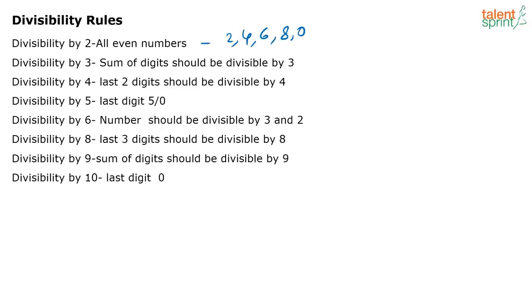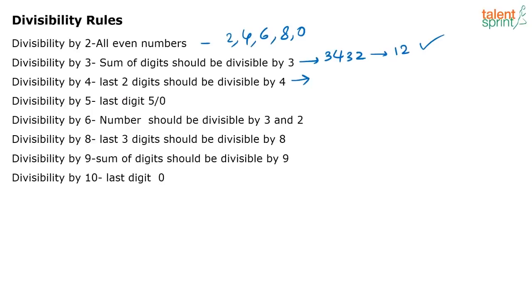Now let me give you a number. Can you tell me if this is divisible by 3? 3, 4, 3, 2. Is this divisible by 3? How do you do this? See, add the digits. 3 plus 4 is 7. 7 plus 3 is 10. 10 plus 2 is 12. So when I add the digits, I get the answer as 12. 12 is divisible by 3. 12 by 3 is 4, correct? So this number is divisible by 3. So add the digits and check whether the sum is divisible by 3 or not.